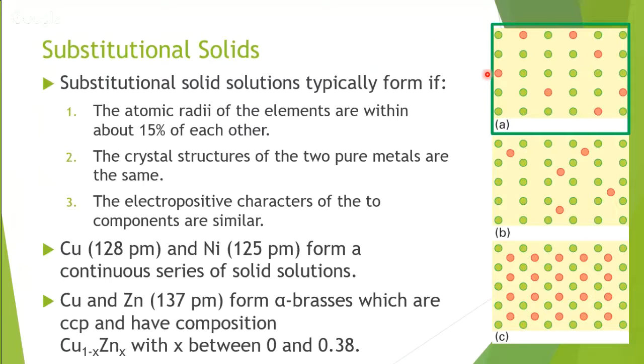This is pretty common for alloys that are composed of elements that are similar in size. It's also very common if both of the metals being combined typically have the same crystal structure. And it's common if we have metals that have similar electropositive characters. Some examples are shown here at the bottom. Copper and nickel are common mixtures in alloys. And we have some brasses made of copper and zinc that also fit in this category.